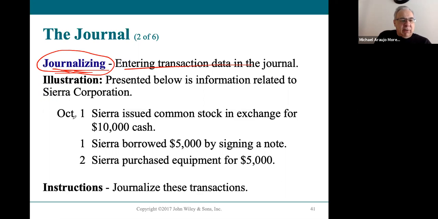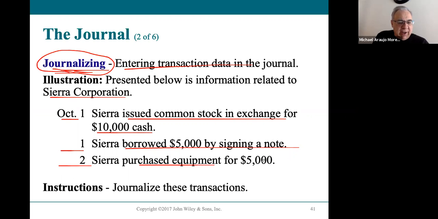The information we're going to start with is from our wonderful Sierra Corporation that we've been working with. Remember, on the 1st of October, they issued common stock in exchange for cash. We analyzed that. We had more cash, more common stock. That's how it all started. Then October the 1st, later that day, they borrowed money from a bank. So they had more cash, and now they had a note payable. And then on the 2nd of October, they purchased equipment for cash. We had more equipment and less cash. So these transactions you've seen, now you're going to learn how we journalize them.